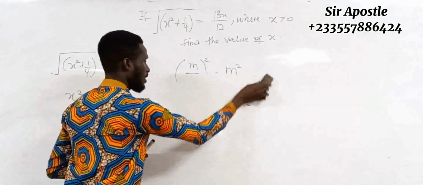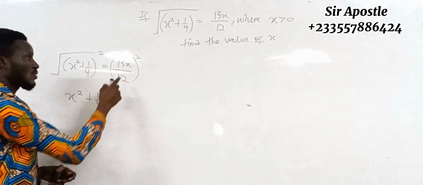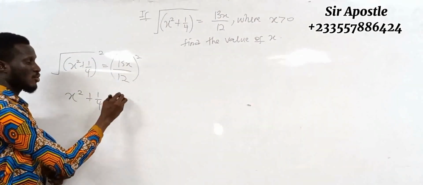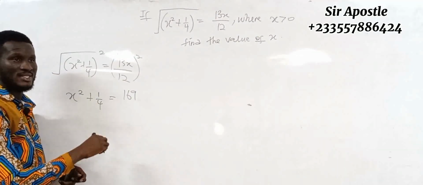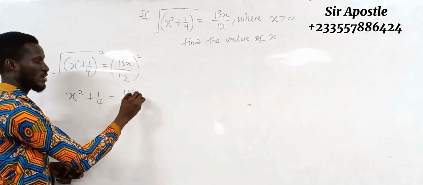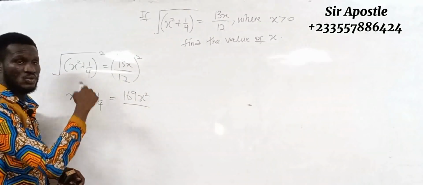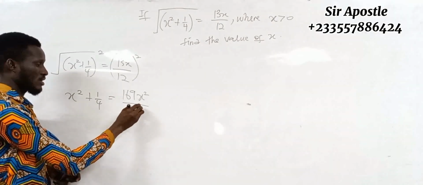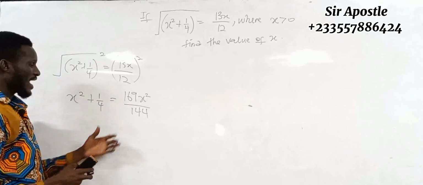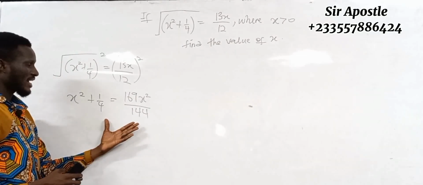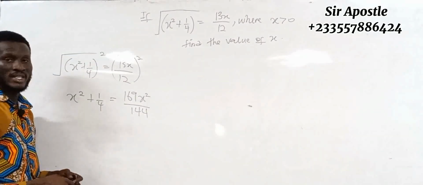That is applying our indices. So when the square affects the 13, I'm going to get 169, because 13 squared is 13 times 13, which is 169. And then it will affect the x, and I'm going to get x squared. It will affect the down one, which is 12. So 12 squared will give us 144. Now at this point, I can choose to clear the fraction by multiplying through the denominator or the LCM.